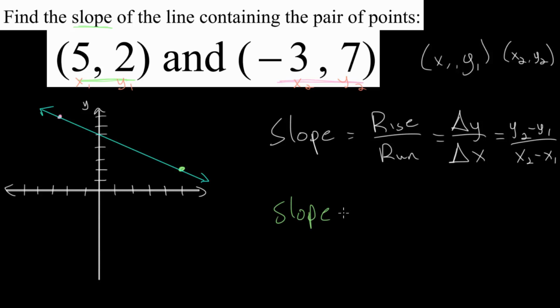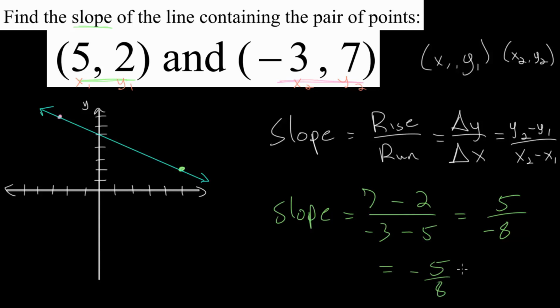So we can find the slope: this is y2, which is 7, minus y1, which is 2, and we can divide all of that by x2, which is -3, minus x1, which is 5. So here we get 5 up top and -8 down below. And since there's one negative, we can put it out in front, or we can attach it to the numerator. It doesn't really matter. But now comparing it to our rise over our run, I like to put the negative with the rise part, if there is one.